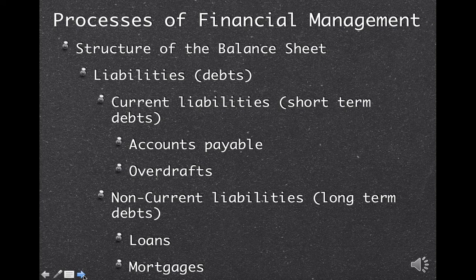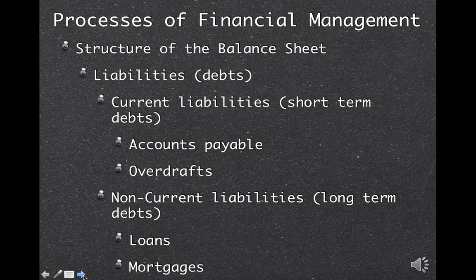On the liability side, exactly the same. Liabilities are debts, current liabilities. So this is the debts that have to be paid very quickly. And they are accounts payable. So the money that you owe to people for raw materials or goods that you have bought, usually within around 30 days. And overdrafts, short-term monthly loans on top of your normal savings account that you owe to the bank.